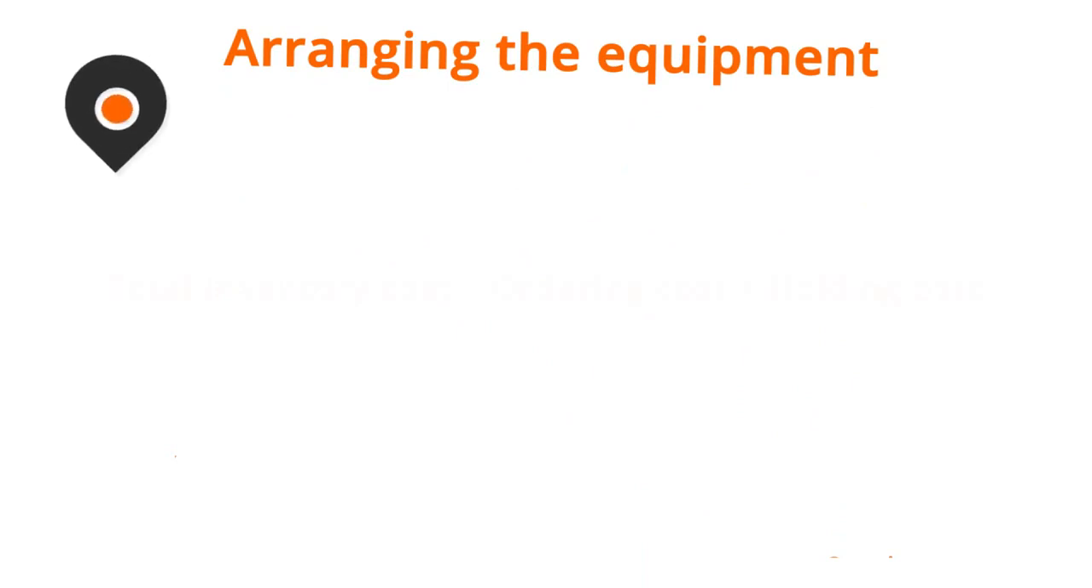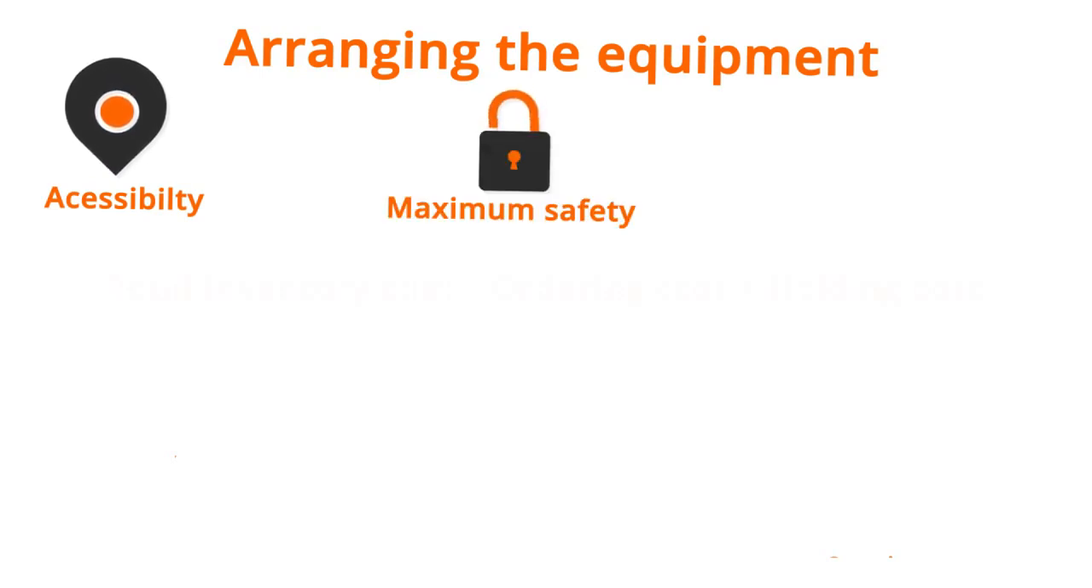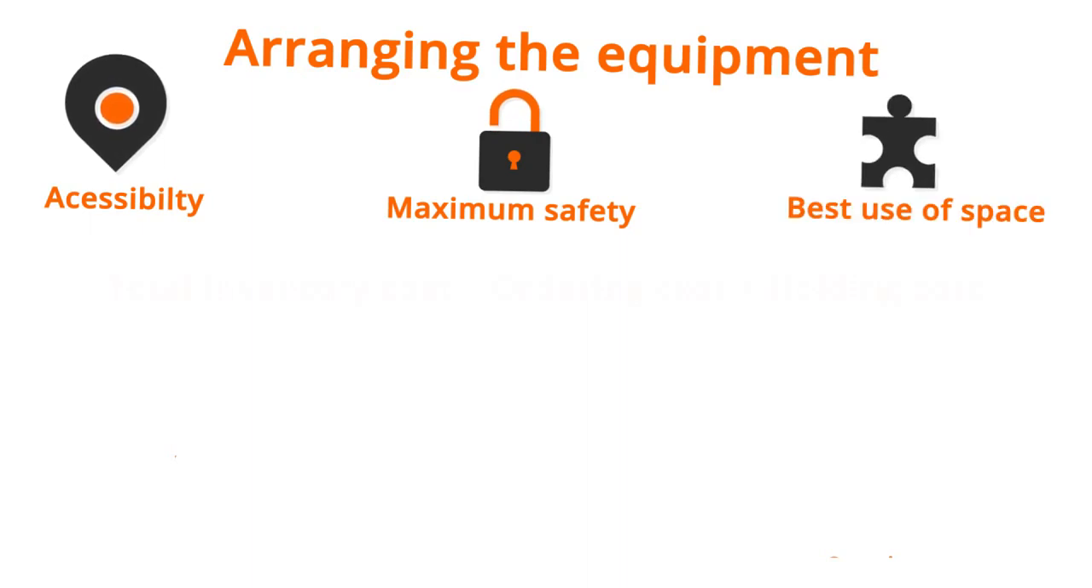First of all, accessibility. Is it easily accessed? Secondly, maximum safety. The equipment should be set up in a way that it offers no danger to any of the employees or staff. Thirdly, best use of space. How well do we use the space allocated for the equipment? We need to be conscious not to put the equipment in a place where it affects movement of workers or employees in the production facility.